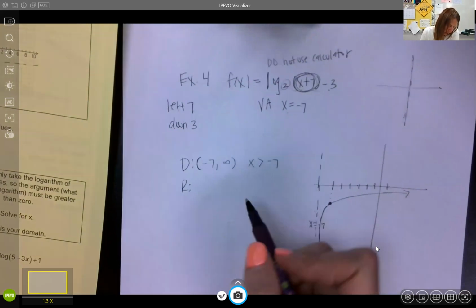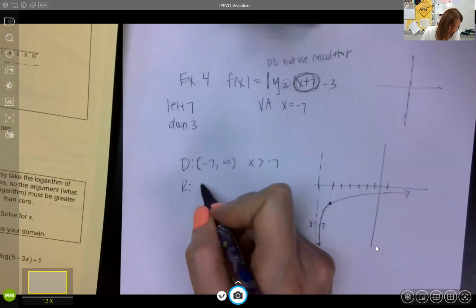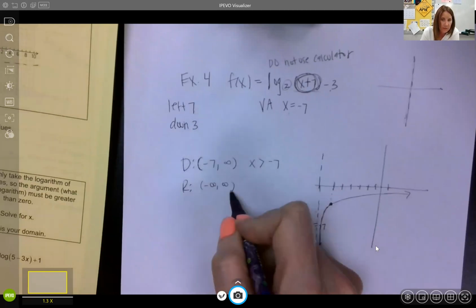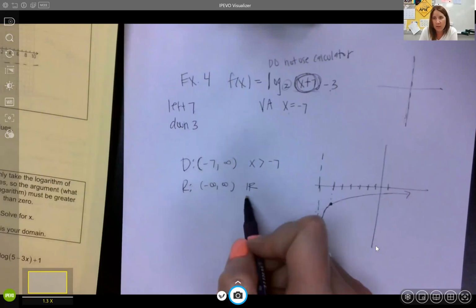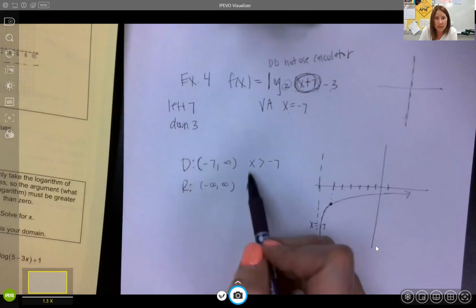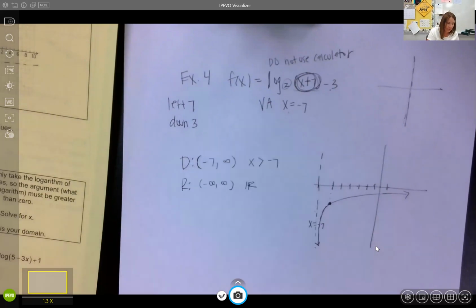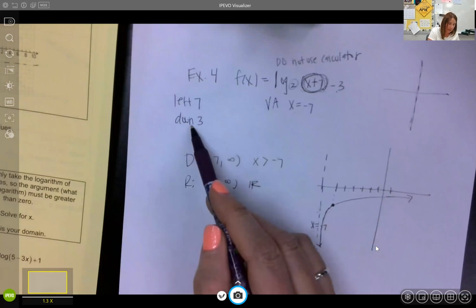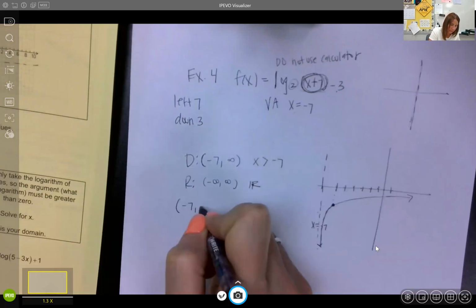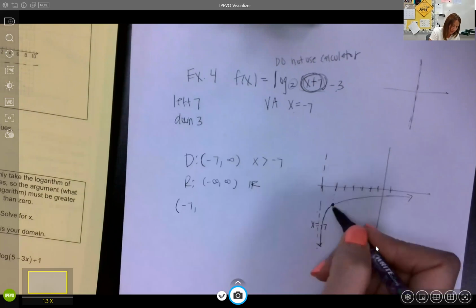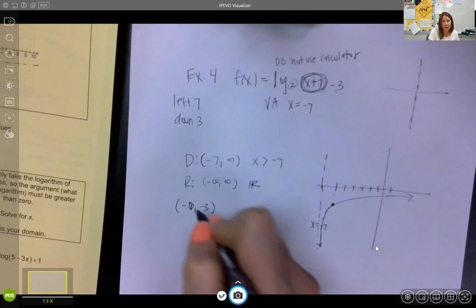Okay, and then the range goes from the bottom of the graph, and then it will go up forever, even though on my graph, I can't see that. The range on a log will always be all real numbers. It doesn't matter what you do to it. This is your answer for range. Okay. So domain, range, we did our vertical asymptote, we did our transformations, we did our point of origin, -6 and -3 would be the point on the graph.